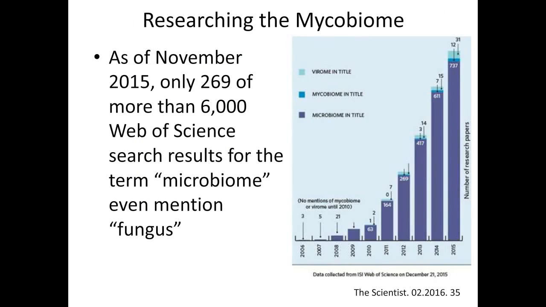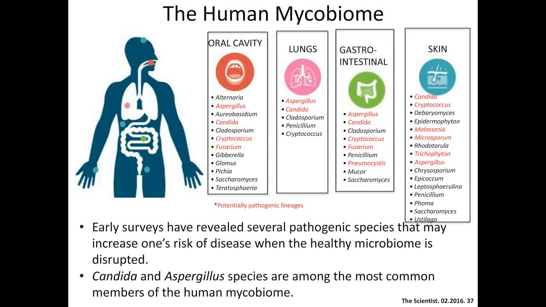In the same article, I looked at the number of published articles that mention the fungi or the microbiome and the mycobiome. Before 2010, when we first published the paper, the mycobiome was not mentioned. We named it. And if you look at the histogram here, in 2015 there were about 800 articles on the microbiome. 737 of them were on bacteria, 31 on fungi, and only 12 mentioned fungus at all. So by far the vast majority is on the bacteria.